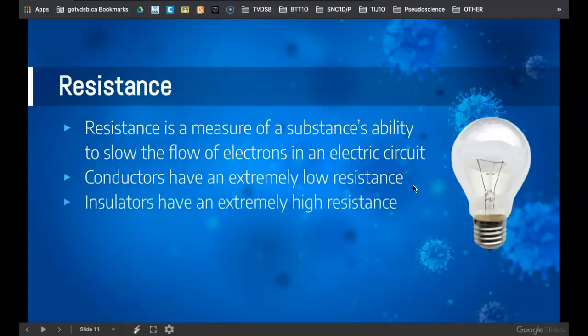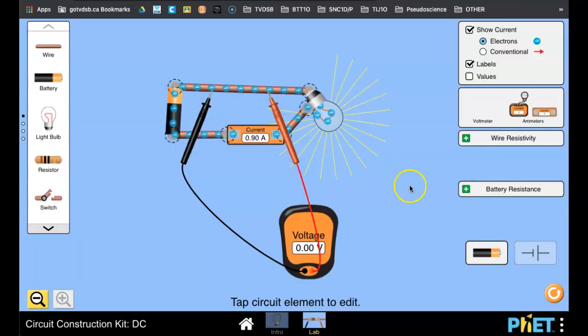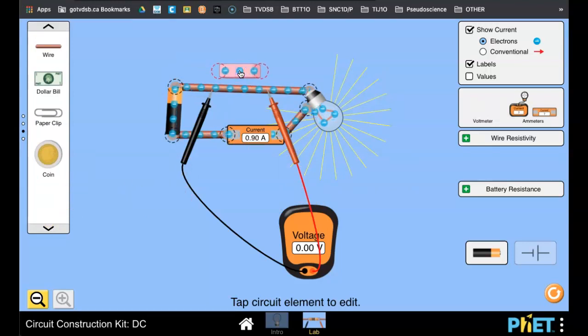Insulators, on the other hand, have a very high resistance. So, for example, if instead of having a wire, I were to put a piece of eraser in there, the electrons would stop. Why? Because it has an extremely high resistance. It stops the electrons from going through.